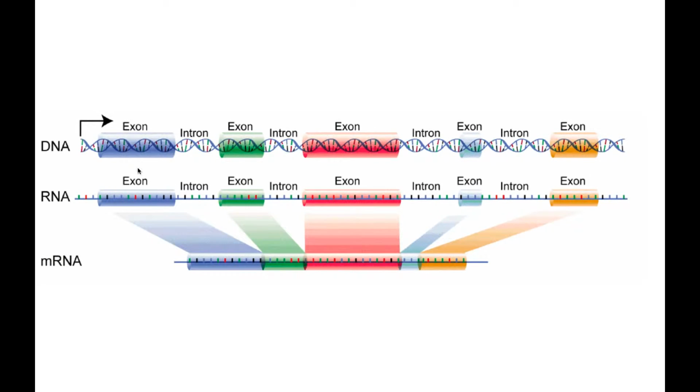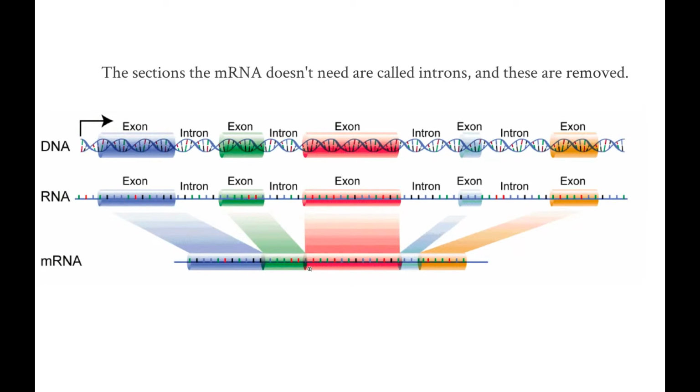So you can see here we keep certain sections called exons, and we cut and paste those together. We get rid of all the introns, the pieces of DNA that don't actually do anything. And again, we don't know why we have these introns, these sections of DNA. It's kind of a mystery to science. They're just there, so they get cut out.